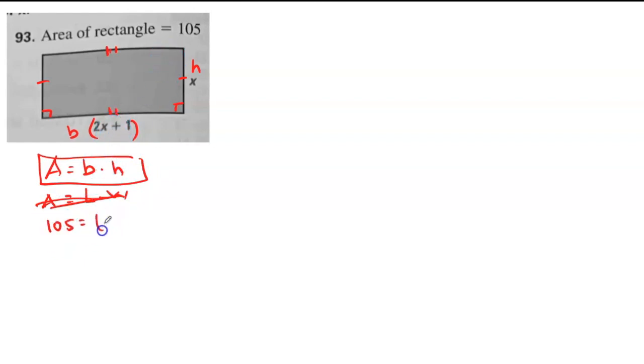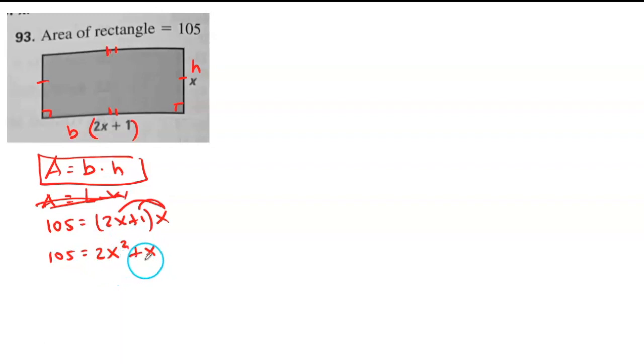Base 2x plus 1, height times x. And now I have an equation where x is my variable. From here, I gotta distribute the parentheses. So 105 is equal to x times 2x, which gives me 2x squared, x times 1 is plus x. Now I have a quadratic.